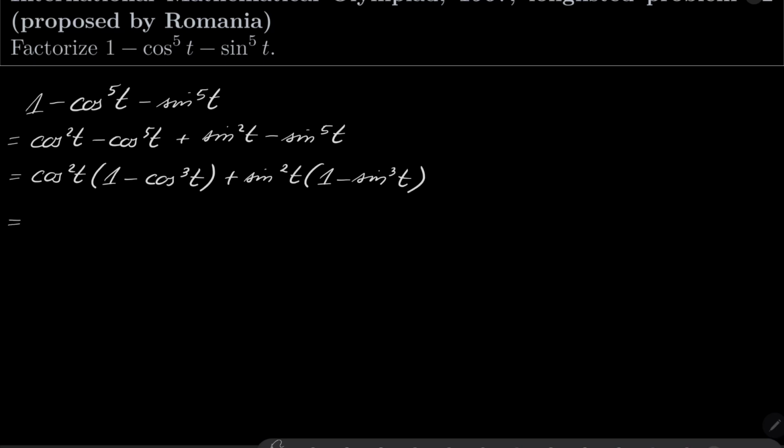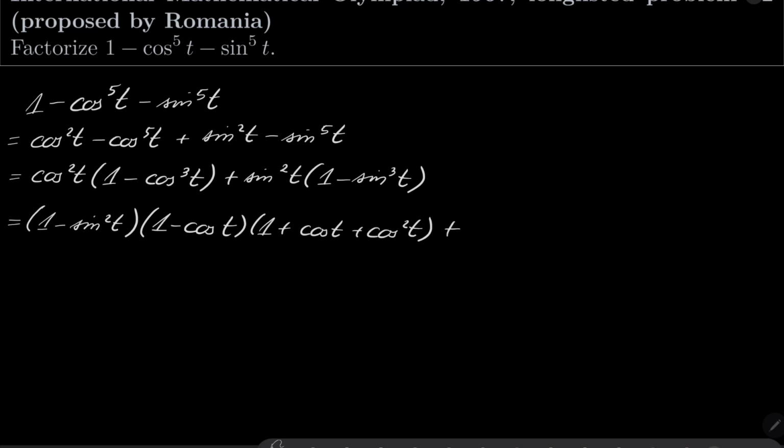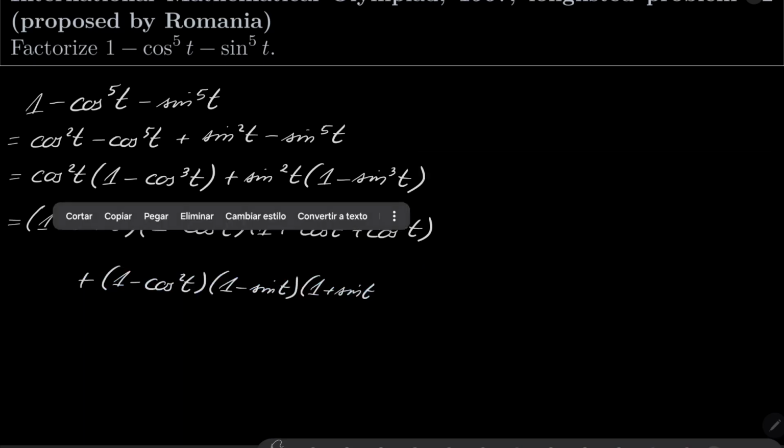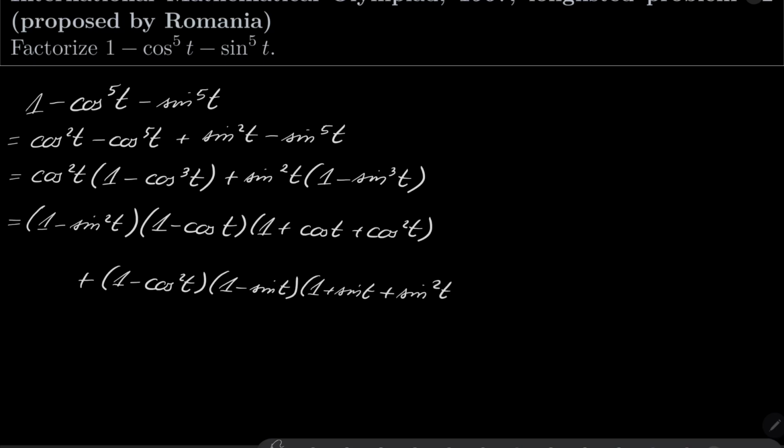And now, I will write cosine squared as 1 minus sine squared. Also, I will write 1 minus cosine cubed as 1 minus cosine times 1 plus cosine squared of t, because of the last hint. And I will write sine squared as 1 minus cosine squared times 1 minus sine 1 plus sine. We'll write in the next line 1 plus sine squared of t.